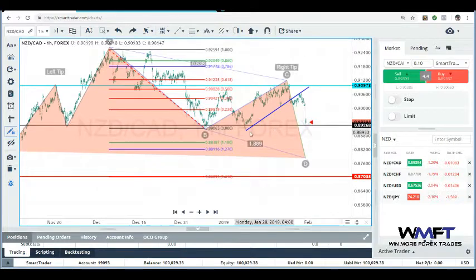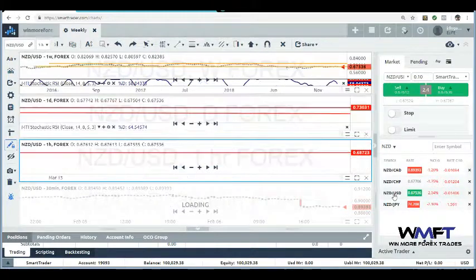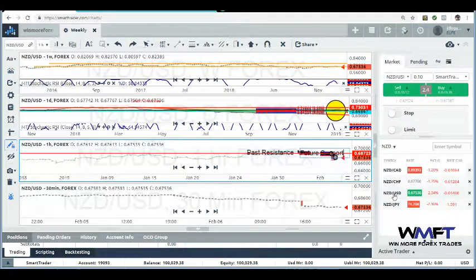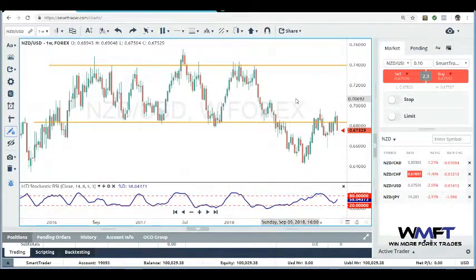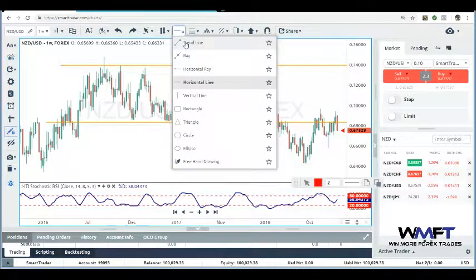So that is the NZD/CAD. We're looking to sell the NZD/CAD. Now we're going to go into the NZD/USD, and on NZD/USD we are looking to buy this market. Now, we have two ways we can look at the NZD/USD.